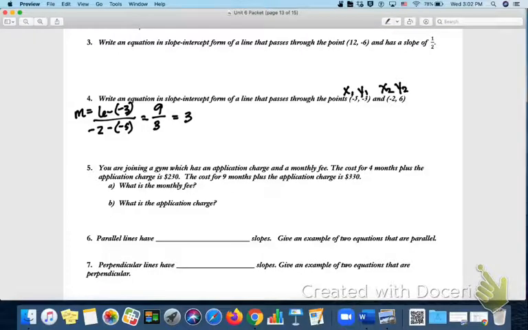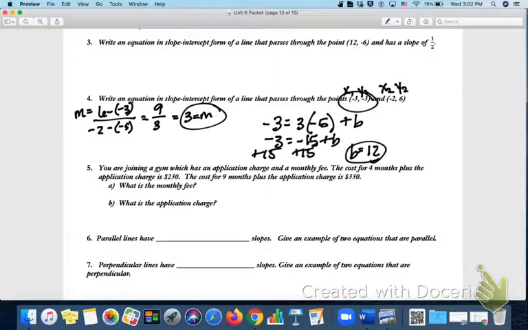Then we need to pick one ordered pair. Let's use negative 5, negative 3. We're going to plug in what we know so that we can find the y-intercept. So y, negative 3, equals our slope, m, 3, times x, which is negative 5. So we have negative 3 equals negative 15 plus b. If I add 15 to both sides, b, or my y-intercept, is 12. So my equation is y equals 3x plus 12.